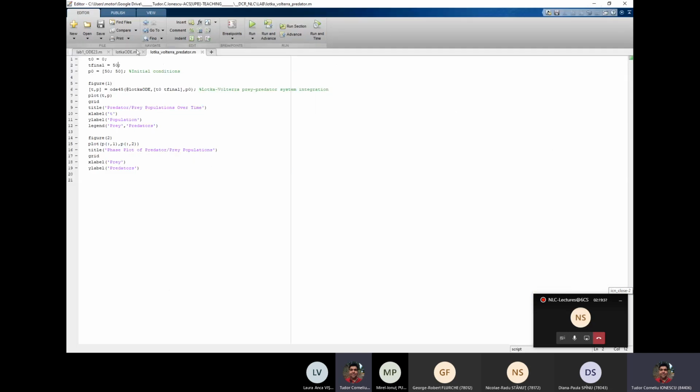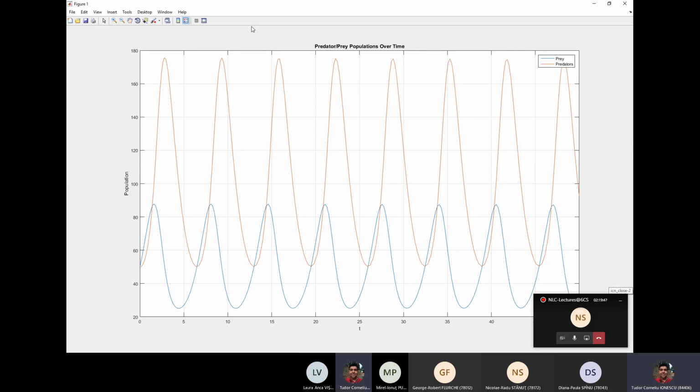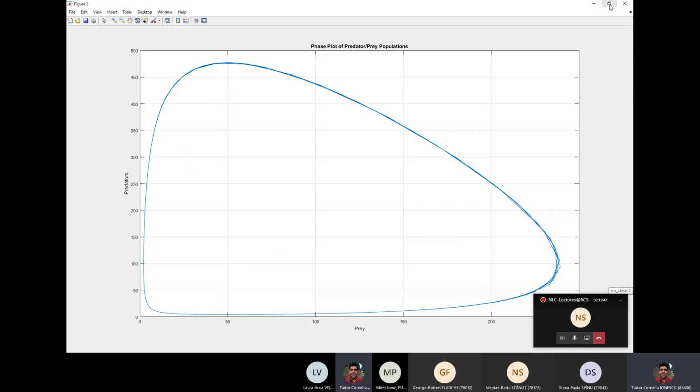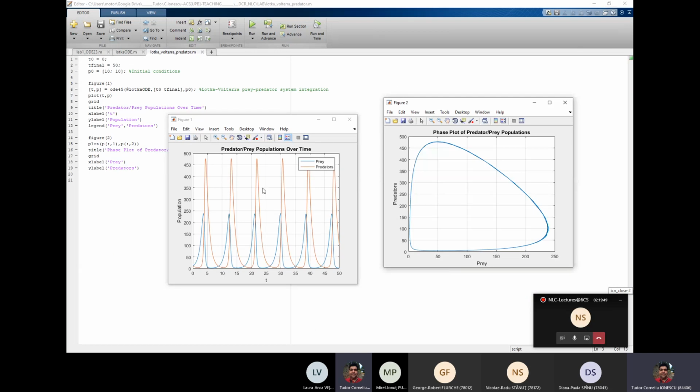So what happens now if we change the initial conditions? Make them 10. This is also 10. So we decrease the number of these things. You see, it's the same. It's the same type of oscillatory-like behavior.